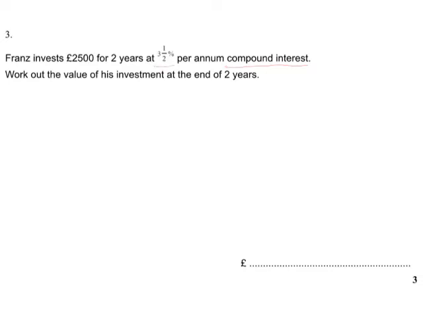Okay, the keywords here: compound interest, 3.5%, 2 years, and an initial investment of 2,500. So this is a multiplier question where you need to find the multiplier of a 3.5% increase. You do that by adding 3.5% to 100%.